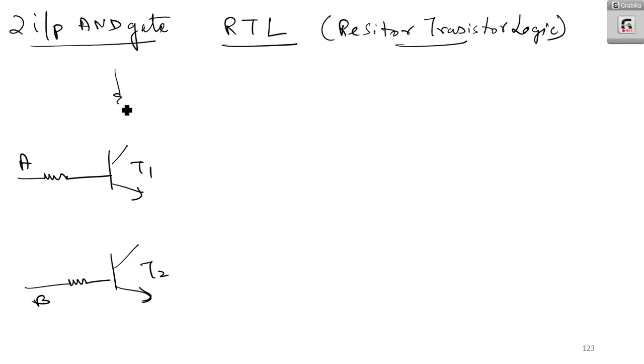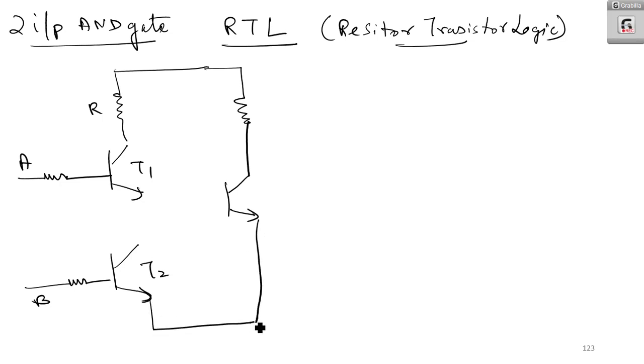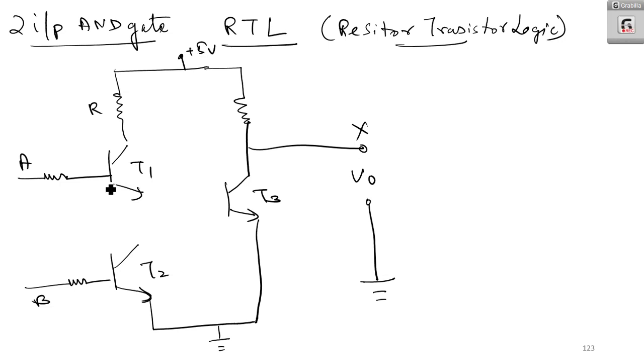So here I am having a resistor R. Then another transistor is there. These two are grounded. So this is T3. I am taking output voltage X, that is again with respect to ground. So that is V0. Here I am supplying plus 5 volt as VCC. Again these two are shorted.